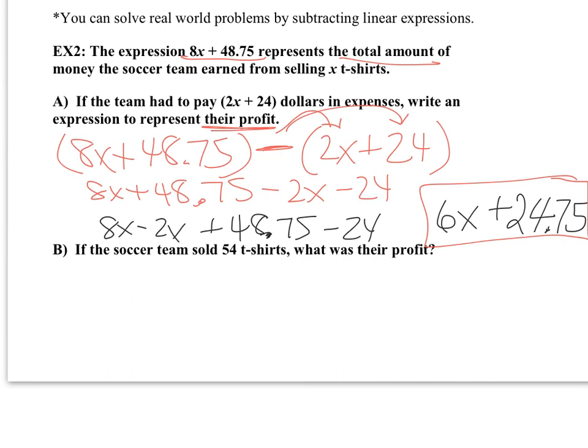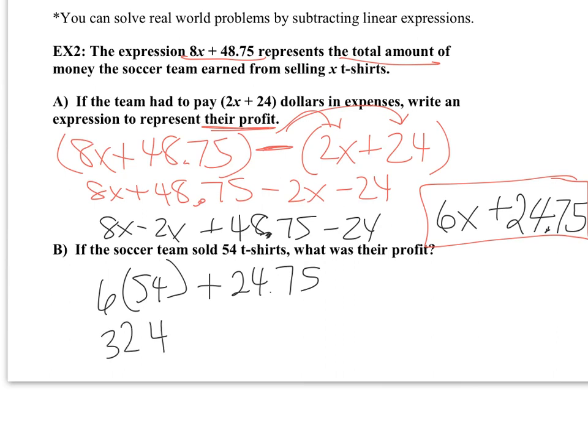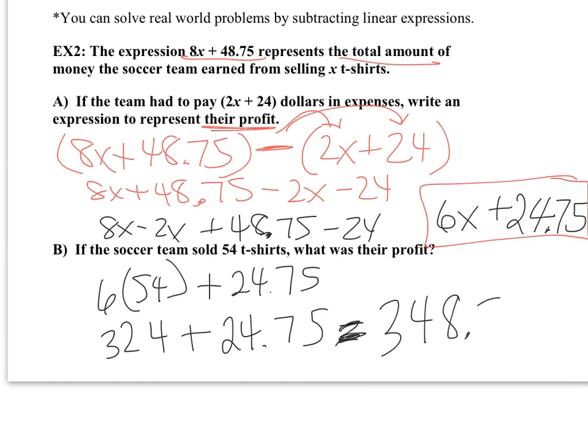So in part B, if the soccer team sold 54 t-shirts, what is their profit? I would take this expression, 6x plus 24.75, and I substitute in 54 for x, and 6 times 54, I end up with 324. I add that to the 24.75, and their total profit ends up being $348.75, and that would be the answer of their profit.